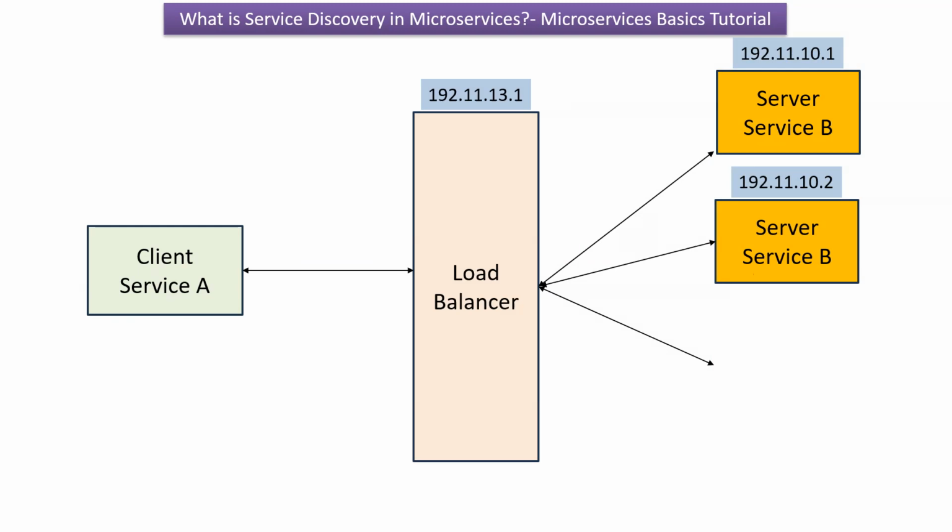Suppose the load on service B is reduced. In that case, one service B instance is removed, and the load balancer doesn't know the instance was removed. It doesn't know it should not route requests to the removed service instance, and this is the problem. We will see how to solve this problem using the service discovery pattern.